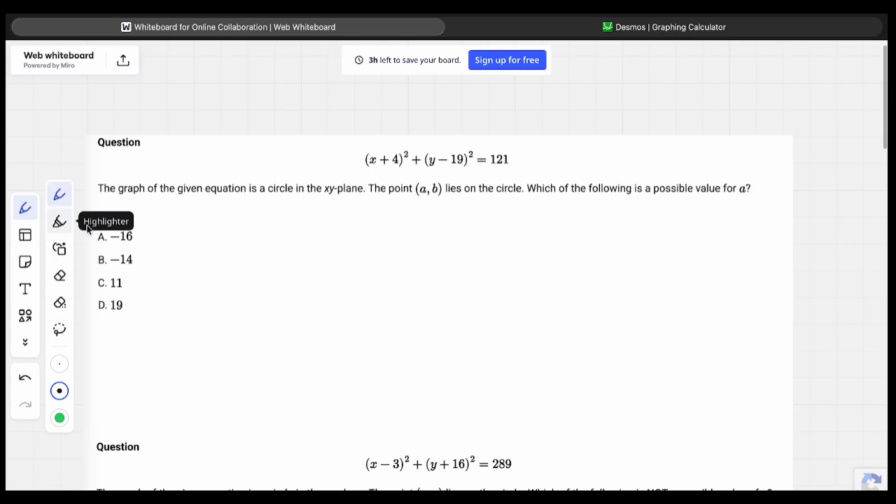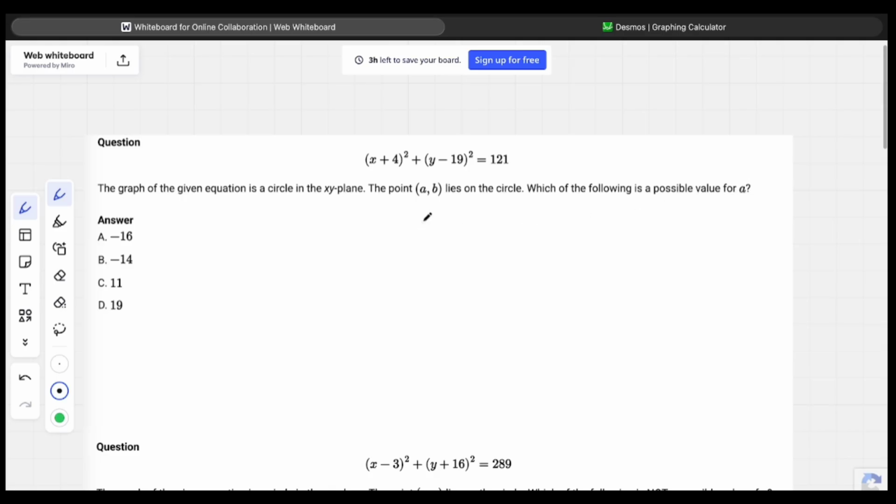First question, we have (x + 4)² + (y − 19)² = 121. The graph of the given equation is a circle in the xy plane. The point (a, b) lies on the circle. Which of the following is a possible value for a?